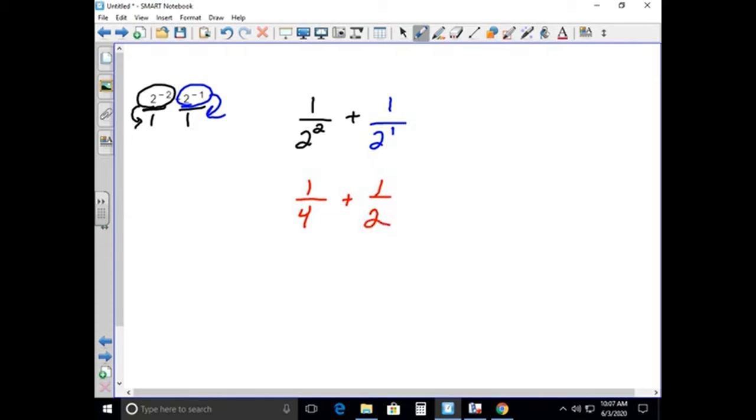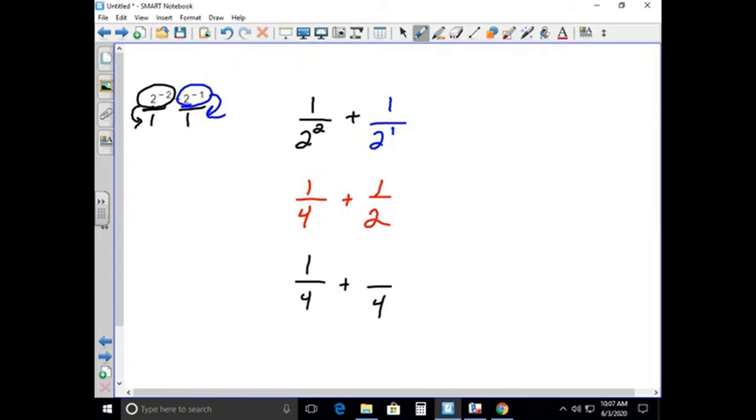But then we run into a dilemma. We can't add those currently because we don't have a common denominator. To add these, we need a common denominator, and that common denominator would be 4. So we're going to write each fraction with a 4 on the bottom.